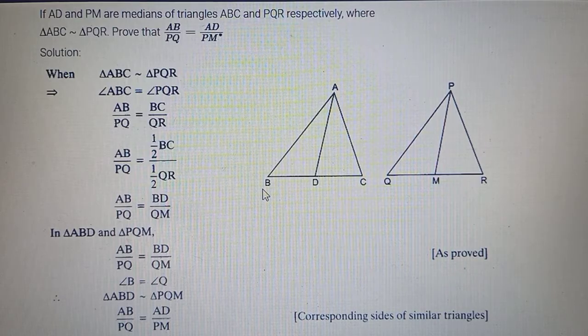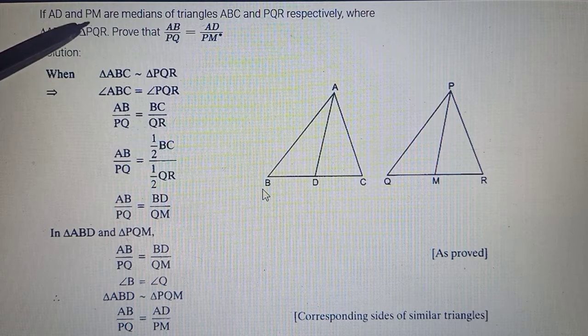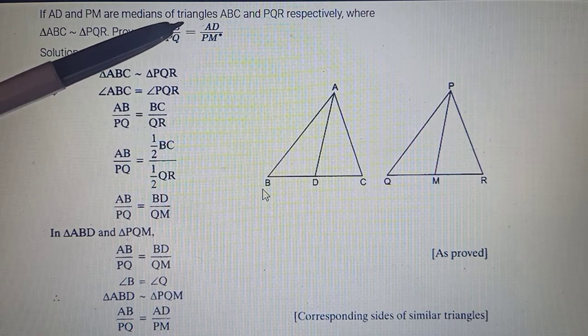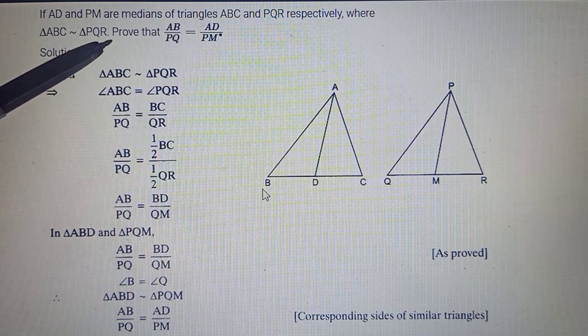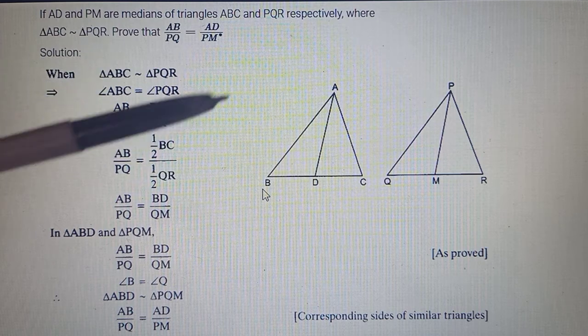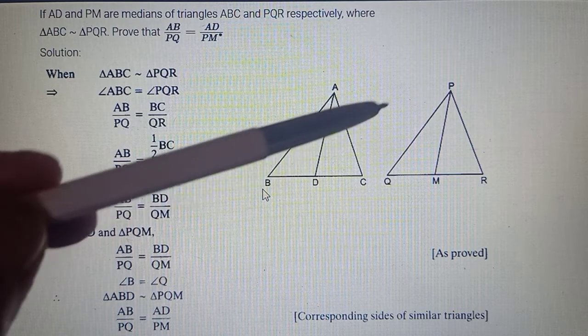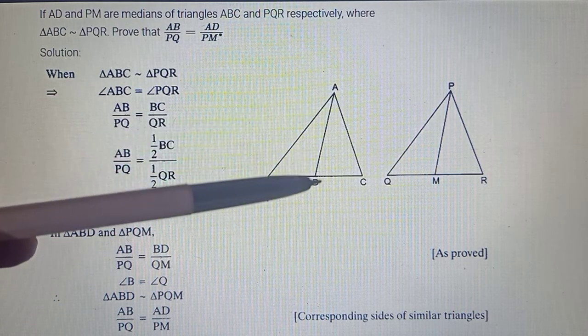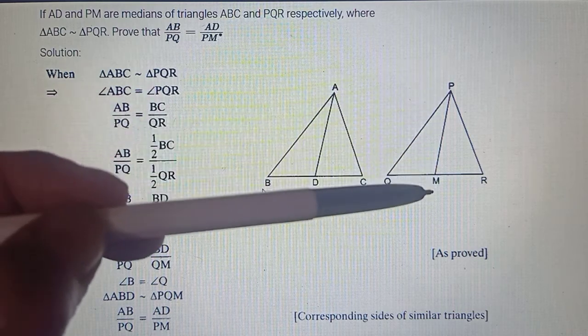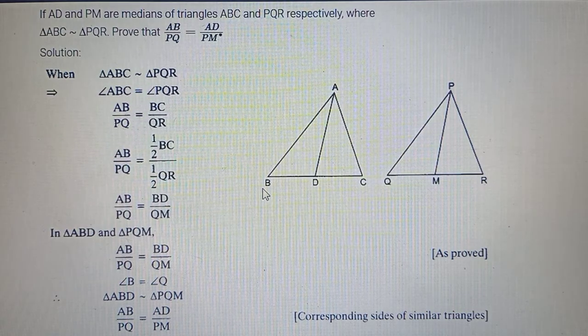Now the last question there, children. If AD and PM are medians of triangle ABC and PQR respectively, where the triangles are given similar, you have to prove that AB upon PQ, so that is AB side proportional to PQ of the other, will be in proportion with median AD of the first and PM of the other, will also be proportional.